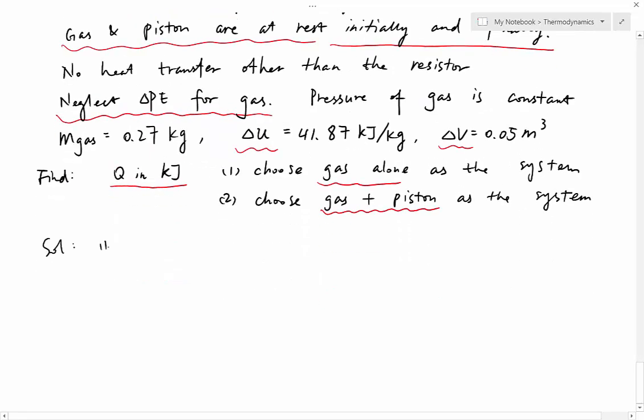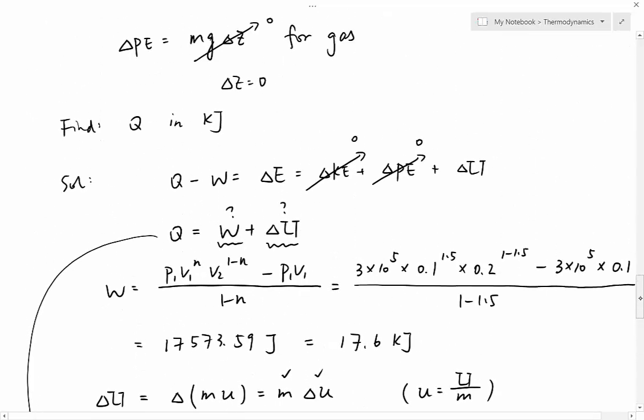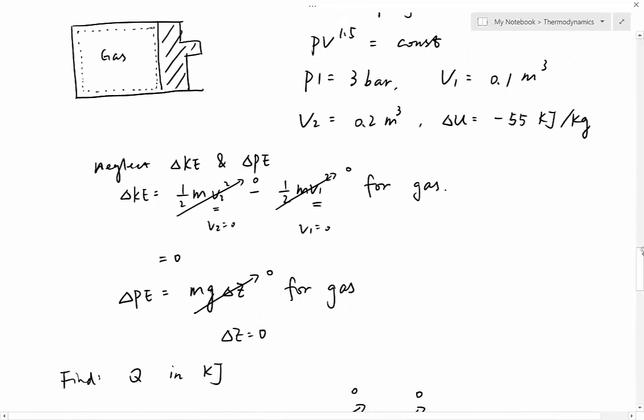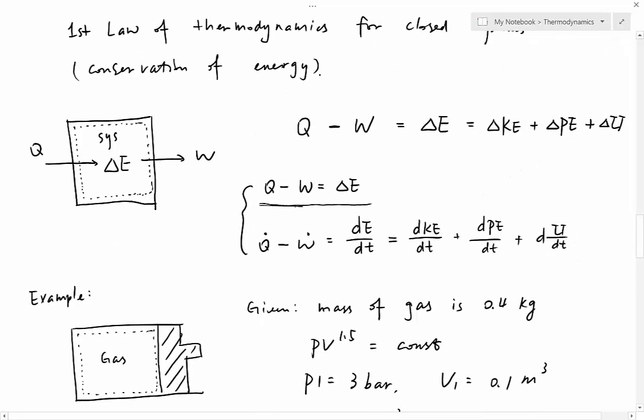Solution. We start from the first one, where gas alone is the system. Okay, so now we're looking for heat transfer. What equation have we learned that has Q in it? There's only one. What is that? First law of thermodynamics. So let's go back to our equation for first law of thermodynamics. Where is that? Because here, Q minus W is equal to delta E. So we have to start from here.